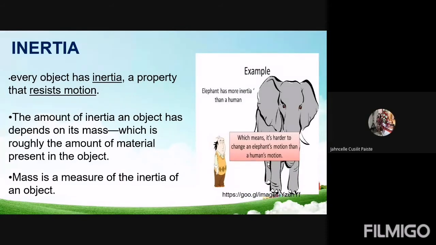Ma'am, yung bicycle. Correct, yung bicycle, Jansil. Okay, sinong mas mahirap itulak? Ma'am, yung dump truck. Correct. So that is what we call inertia. Our property to resist motion. So pag mas mataas yung mass natin, mas mataas yung resistance natin to move. Okay? So any question regarding inertia? Ma'am, wala na po. Okay, so let's proceed.